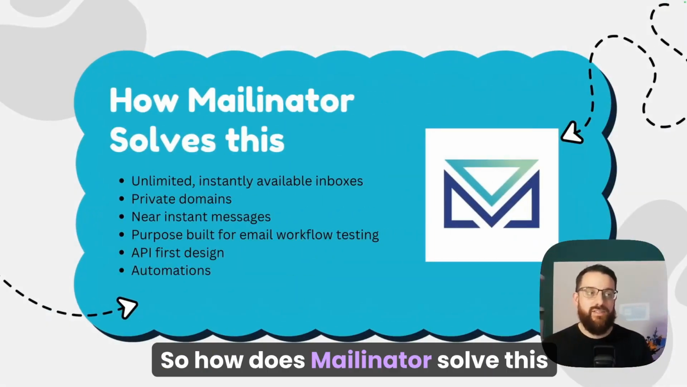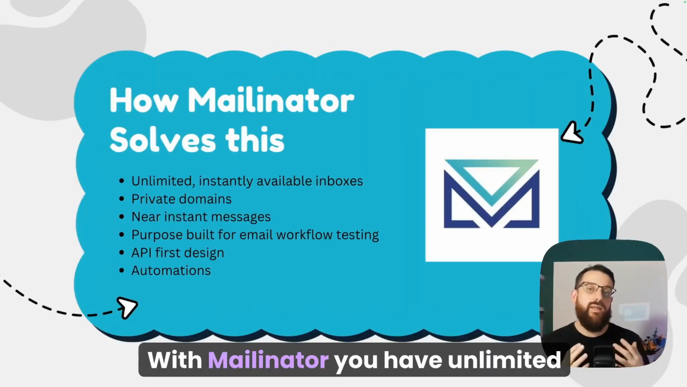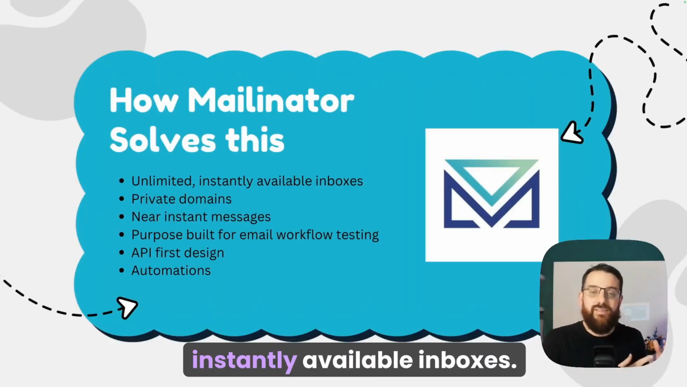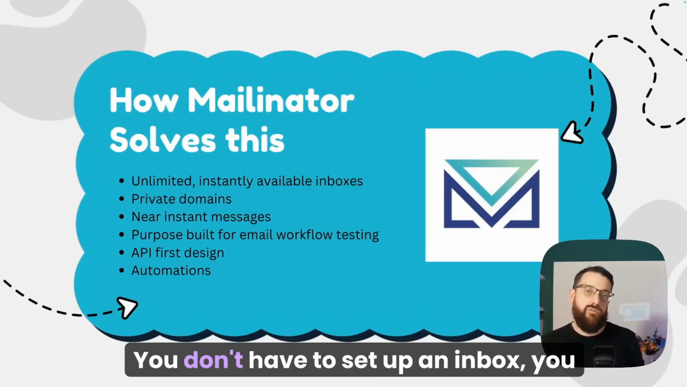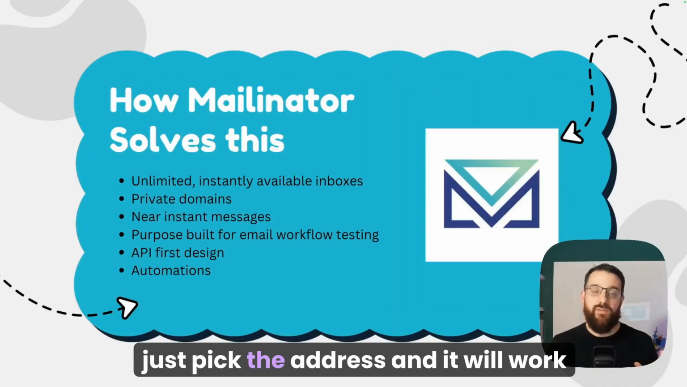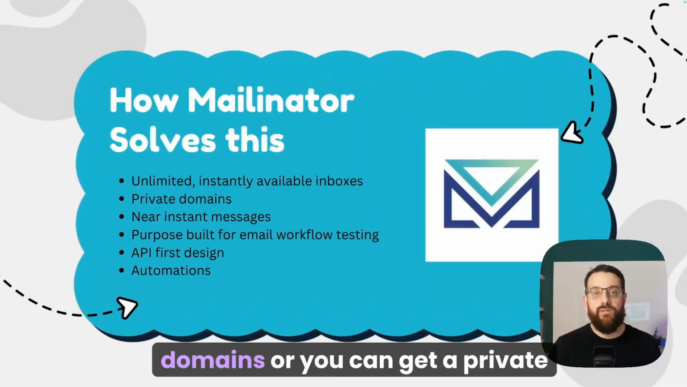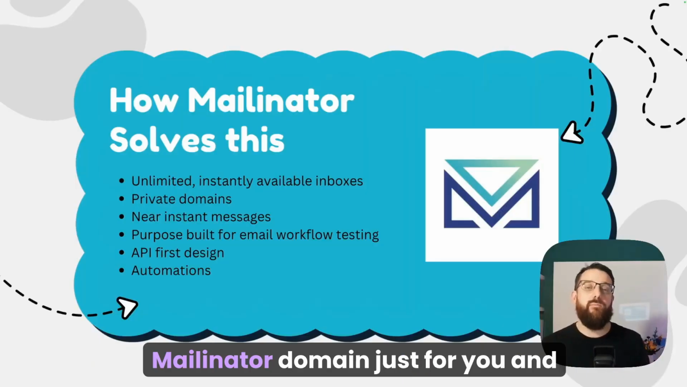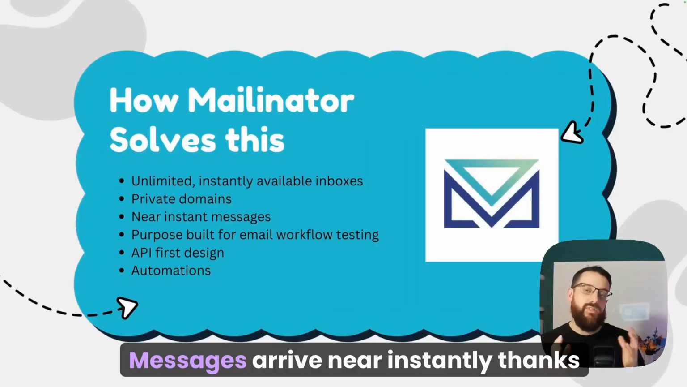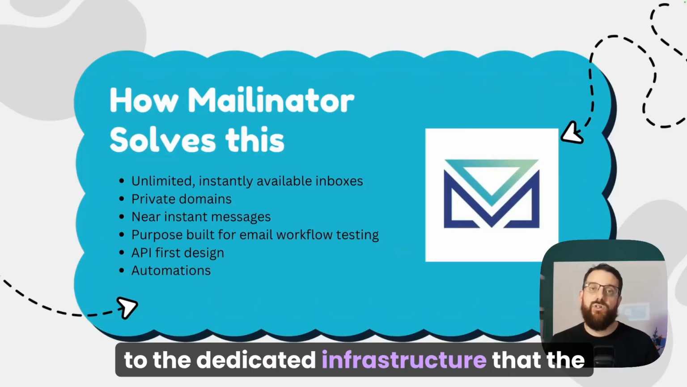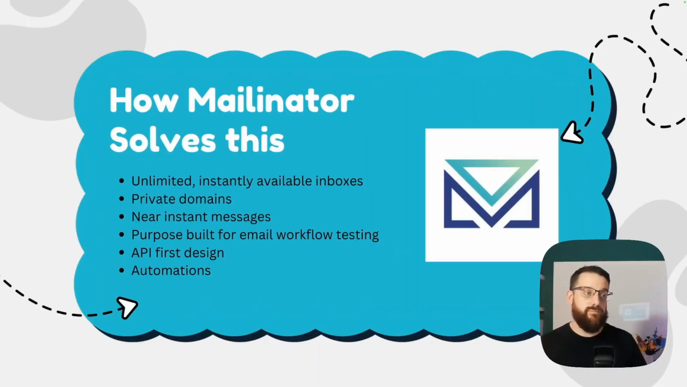So how does Mailinator solve this problem? With Mailinator, you have unlimited, instantly available inboxes. You don't have to set up an inbox, you just pick the address and it will work instantly. Private domains, you can use your own domains or you can get a private Mailinator domain just for you and your team. Messages arrive near instantly thanks to the dedicated infrastructure that the Mailinator team have built.